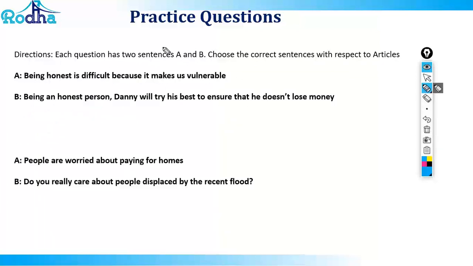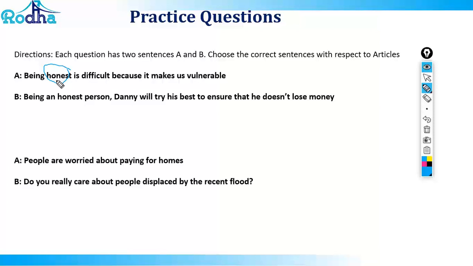Each question has two sentences, A and B. Choose the correct sentence with respect to articles. So we'll have to see the usage of articles in these questions. The first sentence says, being honest is difficult because it makes us vulnerable. Now, would we need an article here? The answer is no. We don't need an article before honest because we are not referring to honest what?